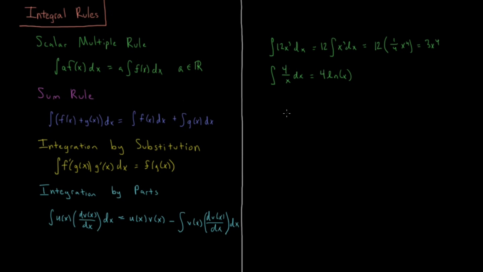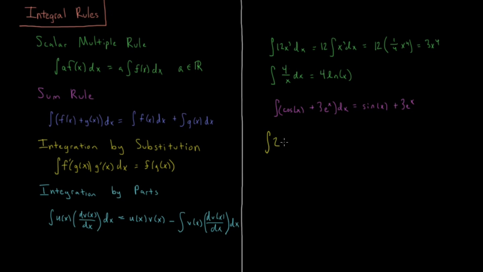Now the sum rule. Let's say the integral of cosine x plus 3e to the x dx is equal to the integral of cosine, which is sine, plus the integral of 3e to the x, which is 3e to the x. That works out great as well. Now let's look at integration by substitution and how we do that.